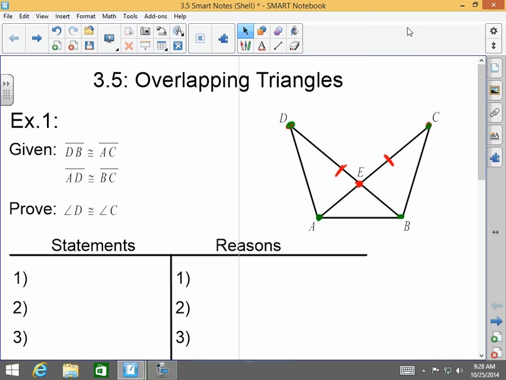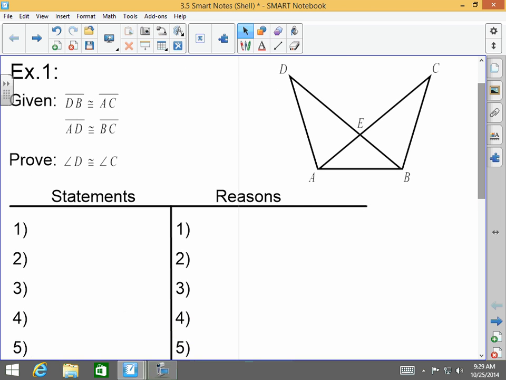So what I like to do, like I stated at the beginning of the lesson, is to separate the triangles that you want to work with to prove what you have to prove. So in this particular case, if you think about it, you're working with DB, you're also working with AC, then you're working with AD, and with BC, and then you want to prove that angle D is congruent to angle C.